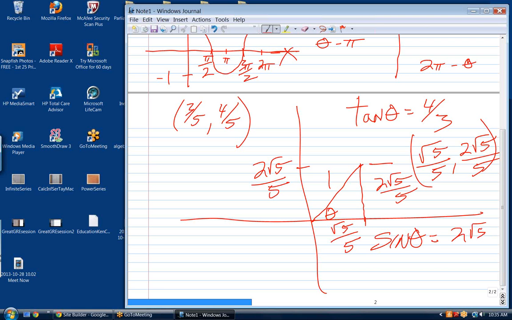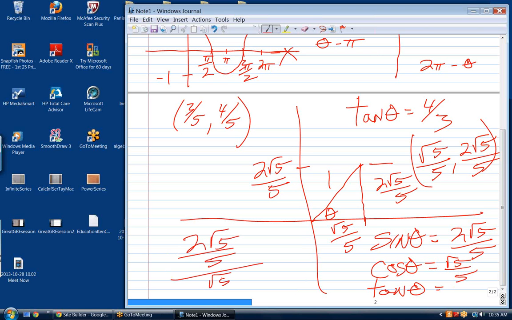2 root 5 over 5 times 5 over root 5? No, the sine of theta is opposite over hypotenuse, so it's just this over 1, or just that. Oh yeah, over hypotenuse. Cosine of theta would just be root 5 over 5. And the tangent? It would be opposite, 2 root 5 over 5, divided by root 5 over 5. Notice that if I flip this and multiply, these go away and those go away, so it's equal to 2.